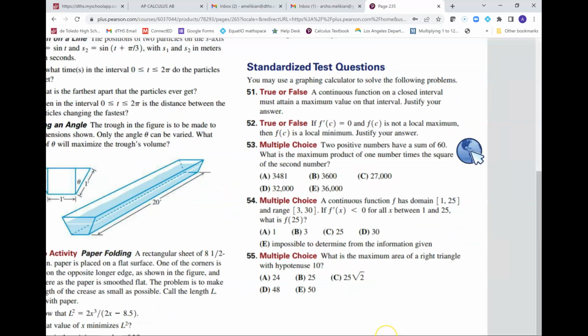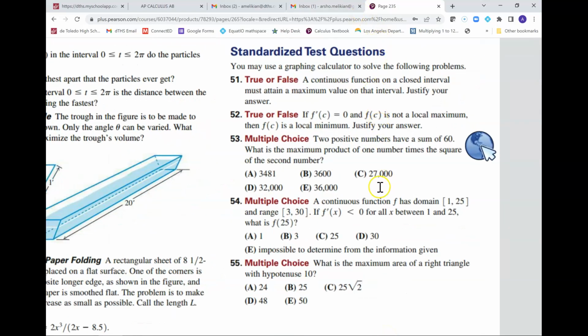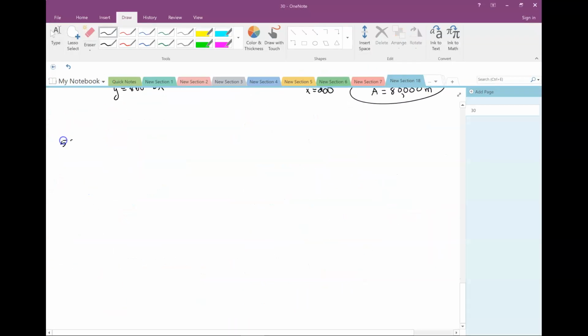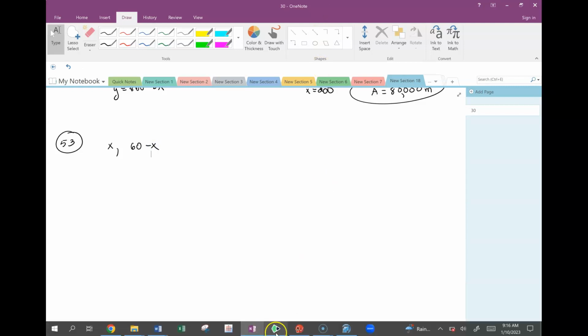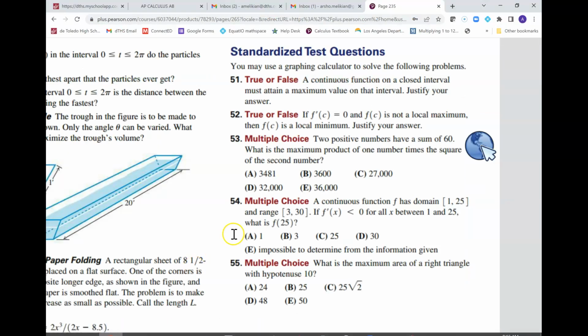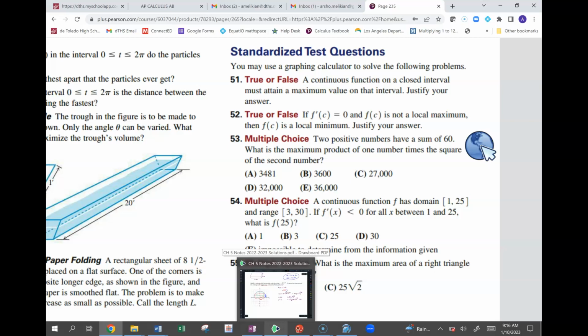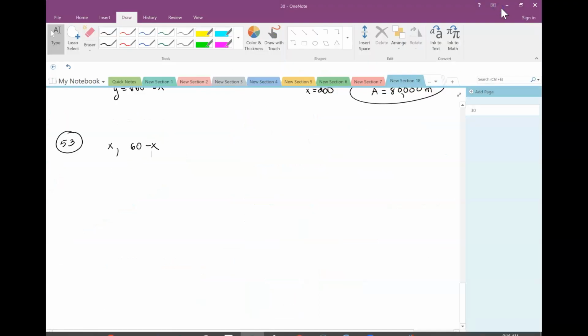So 53: you have 2 positive numbers that have a sum of 60. So immediately, what are the numbers? One is x, and then the other one is 60 minus x. Okay, what's next? What is the maximum product of one number times the square of the other number?